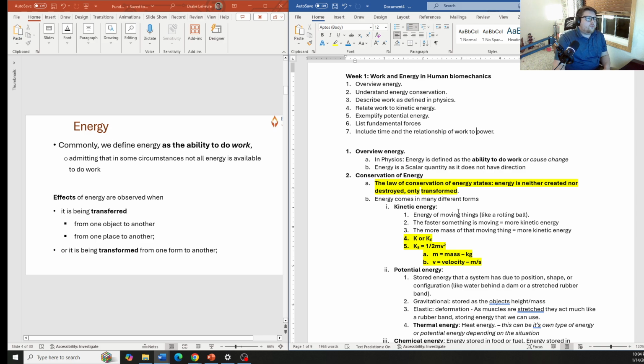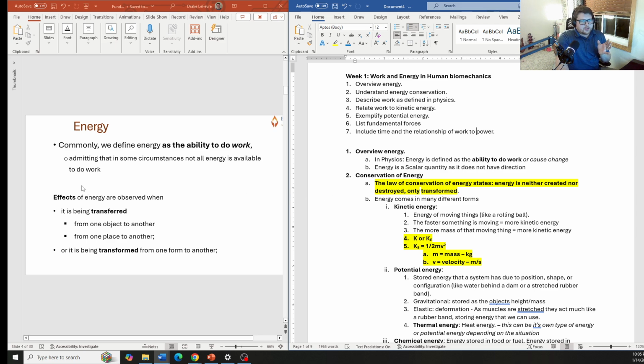So the overview of energy in general: when we talk about energy, we define it as the ability to do work or to cause change, to make something move, to change shape, to do something that is different. We'll talk specifically about what work is in just a little bit, because it's a slightly different definition than what we're used to.